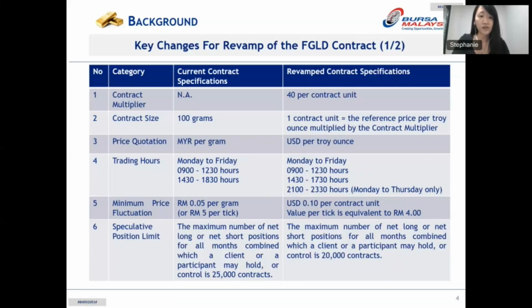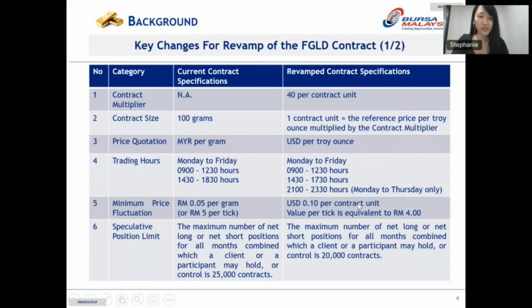So first off, the revamped contract has a contract multiplier of 40 per contract unit. This multiplier of 40 is derived from the estimated exchange rate between USD and Ringgit Malaysia, which is approximately 1 to 4. Contract size is changed from 100 gram to 1 contract unit, equivalent to the reference price per troy ounce times the contract multiplier of 40. The price will be quoted in USD per troy ounce instead of the previous Malaysian ringgit per gram. This is to align with the global convention where gold is traded in USD.